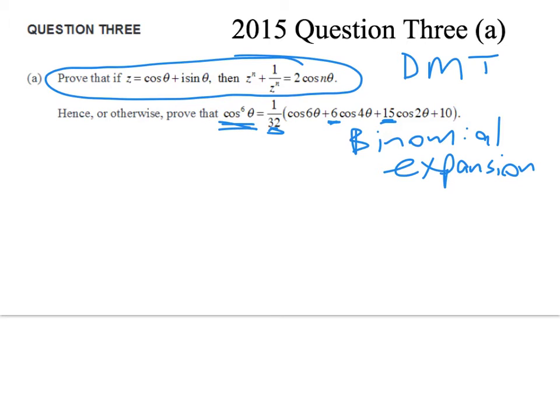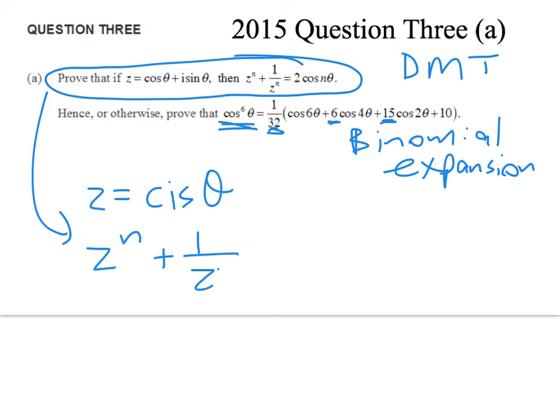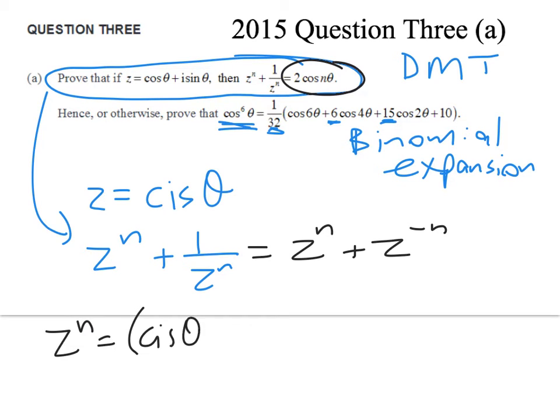Okay, so the first part, we want to prove that if z is equal to cos theta plus i sine theta, which we'll just shorten to cis of theta, then z to the power of n plus 1 over z to the power of n is equal to this. So we can start by writing this as z to the power of n plus z to the power of negative n. Now we know by de Moivre's theorem that z to the power of n is equal to cis theta to the power of n. So I've got an r of 1 in there, that's nice. So this is just equal to cis of n theta.